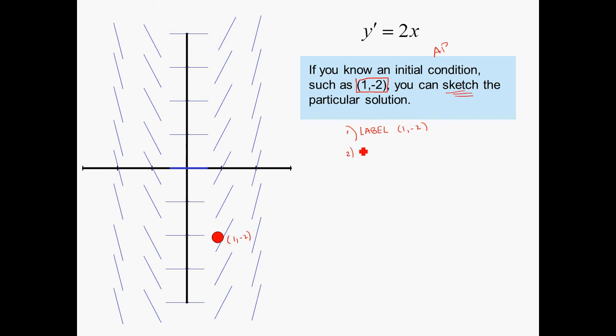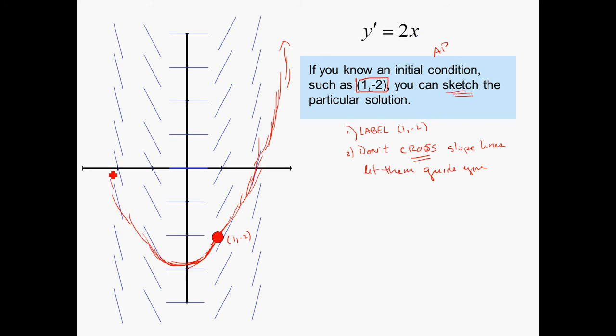Nice rule of thumb: don't cross slope lines, right? Let them guide you. So my slope lines are guiding me to make a curve whose slope increases as x increases. But here, as x increases, the slopes are getting lower and, as a matter of fact, approaching 0. Here, the slopes are negative and getting more and more negative. Okay, that's kind of terrible.